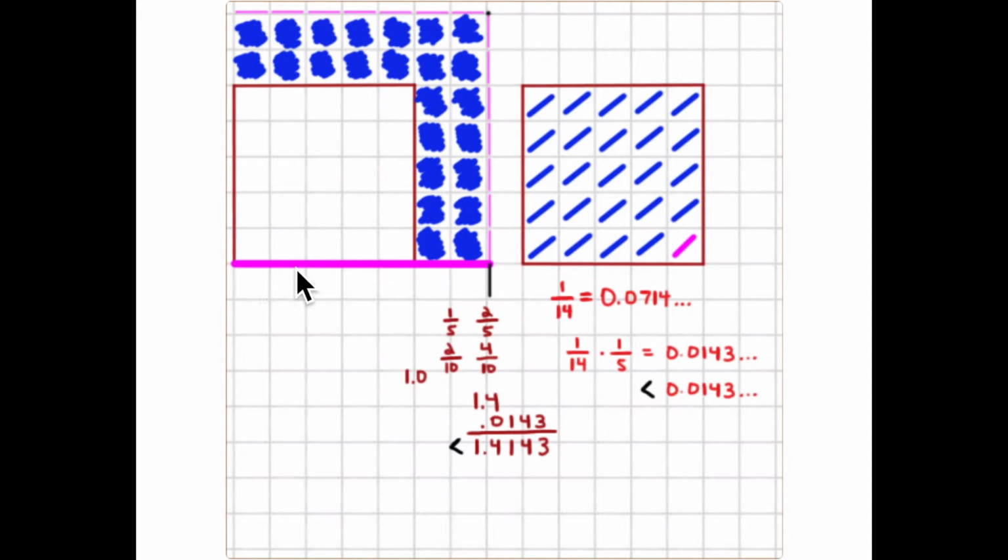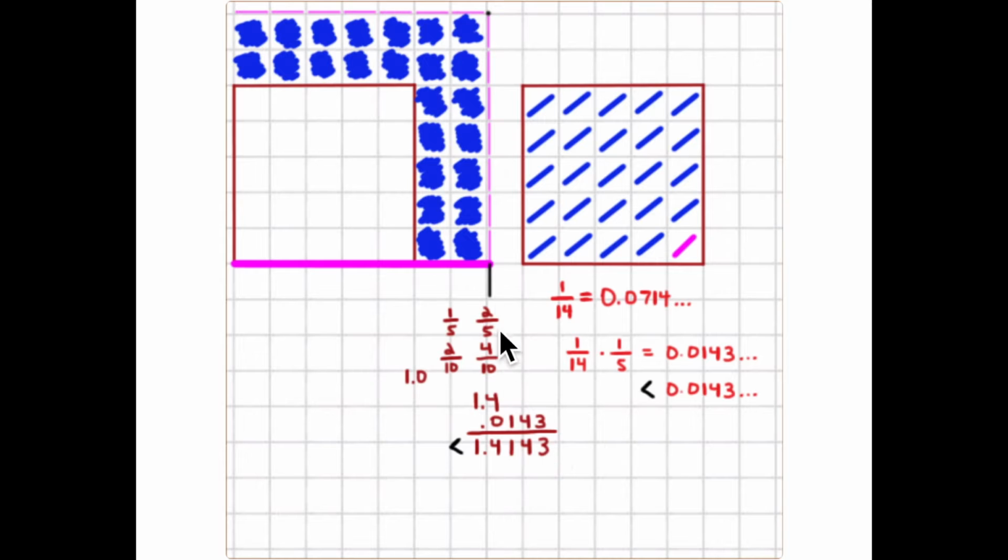And so this length along this side is 1 unit plus 1/5 plus another 1/5 or 2/5. That's equal to 4/10. So now we're up to 1 4/10, and we're going to add this very tiny piece here, which is 0.0143. Add those together, get a total of 1.4143 units.